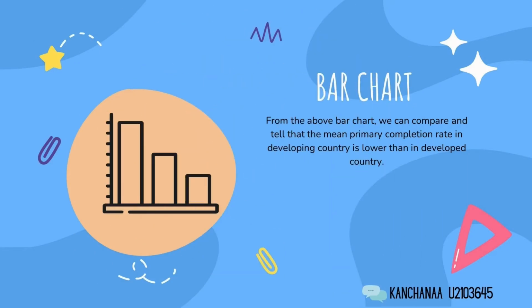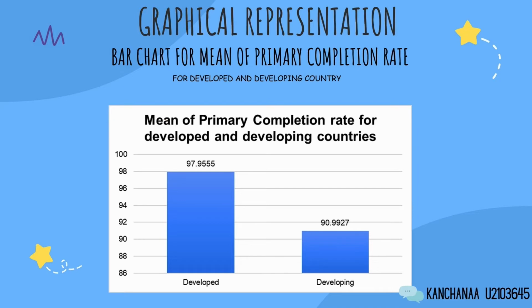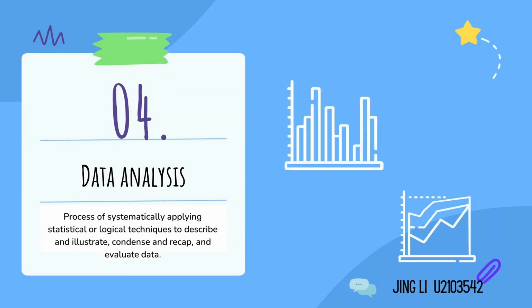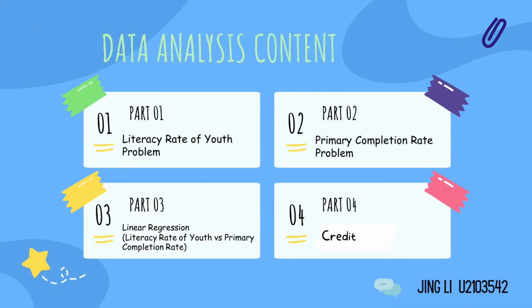Next will be the bar chart for the mean of primary completion rate. From the above bar chart, we can compare and tell that the mean primary completion rate in developing countries is lower than in developed countries. The following part would be data analysis, in which hypothesis tests and also linear regression will be carried out. Parts 1 and 2 would be the hypothesis tests, part 3 would be the linear regression, and part 4 would be the credit to the contributions of our group members.